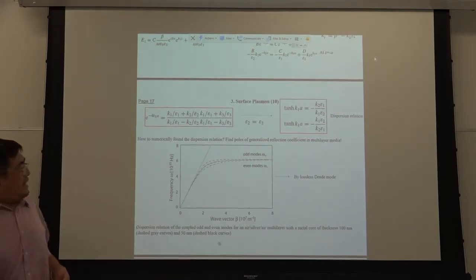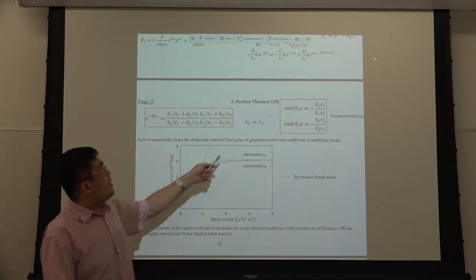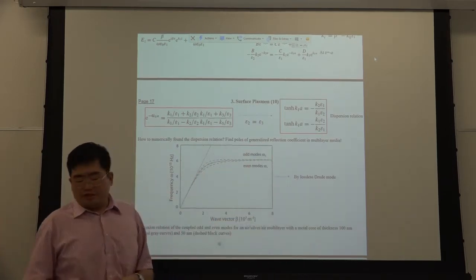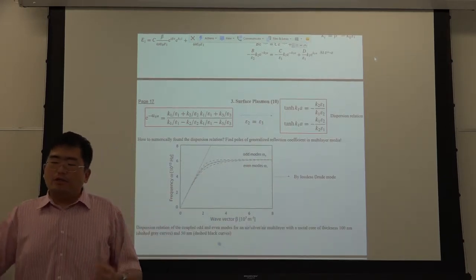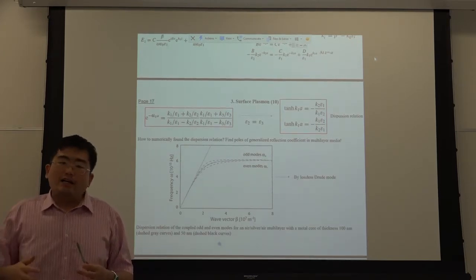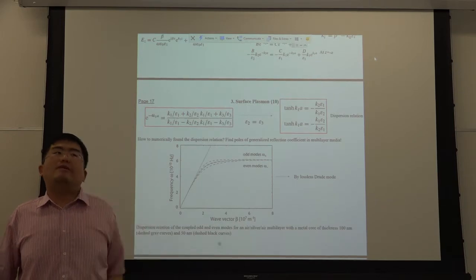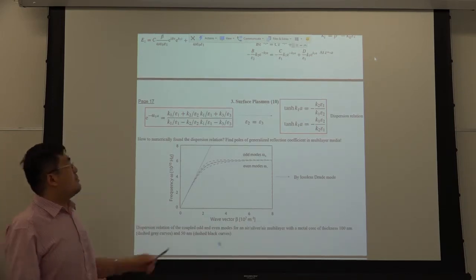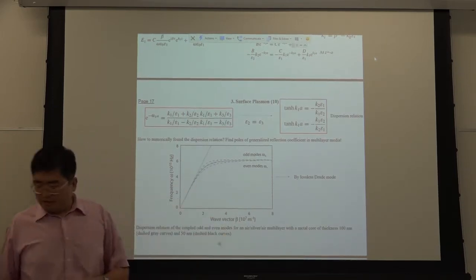You can solve it in two ways. One way is to find the poles of the generalized reflection coefficient. I remember I showed you my code to calculate the generalized reflection coefficient for multilayer. The poles of this reflection coefficient can be solved to get this dispersion.